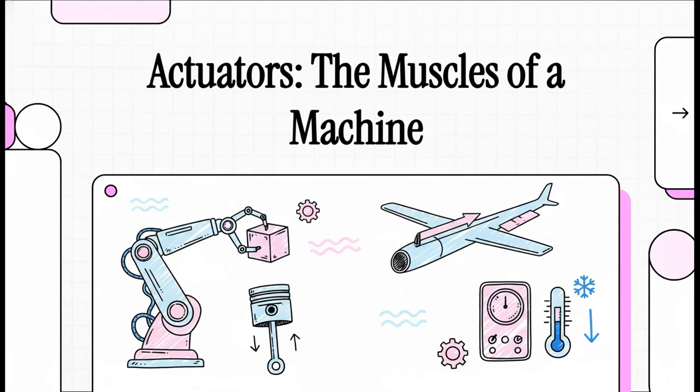How does a machine actually do anything? From a robot arm lifting a heavy box to a plane adjusting its wings in mid-flight, it all comes down to the parts that physically get their hands dirty and interact with the world. So let's dive in and explore the hidden muscles that make our modern world move.